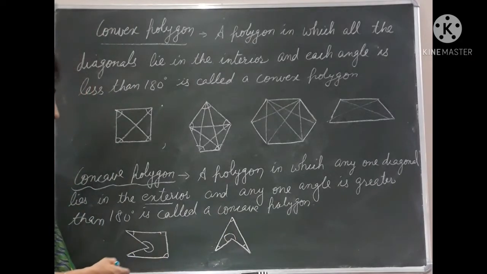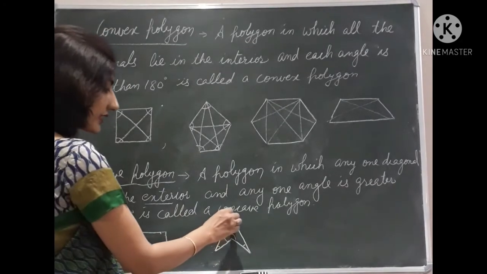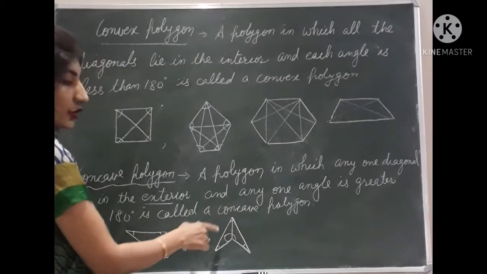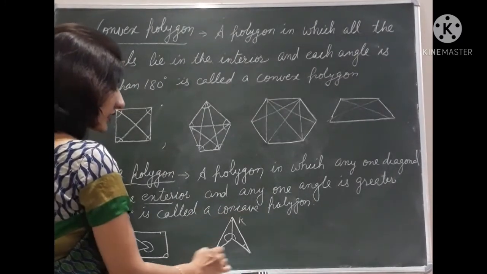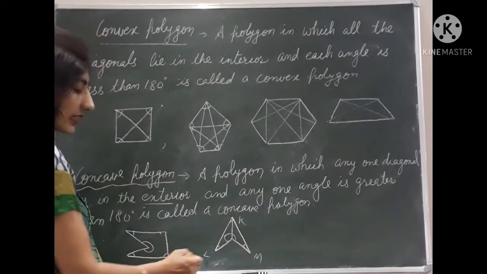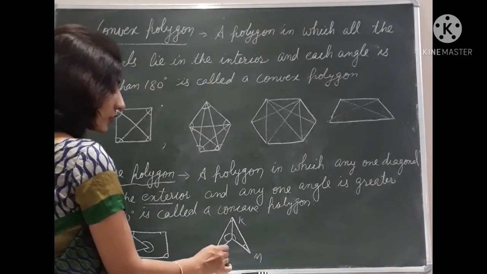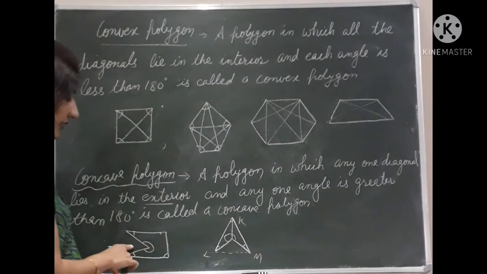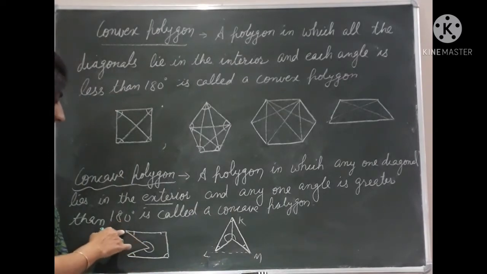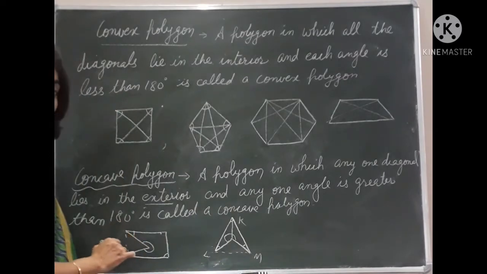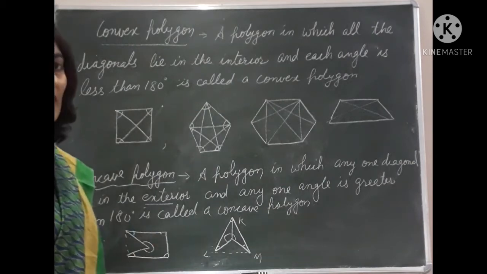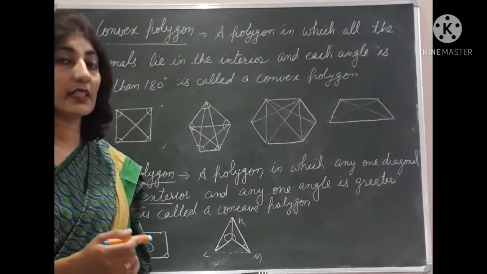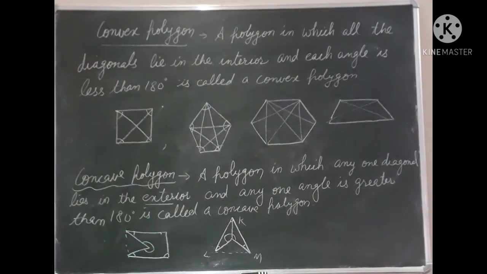Then coming to the diagonals. See the diagonals in this figure. One diagonal will lie here inside, joining the non-consecutive vertices. The other diagonal, if I name this figure as KLM, joining this L and M, will lie outside. Similarly here also one diagonal joining this vertex and this vertex will lie outside. In our class we are considering only convex polygons. We will study only convex polygons.